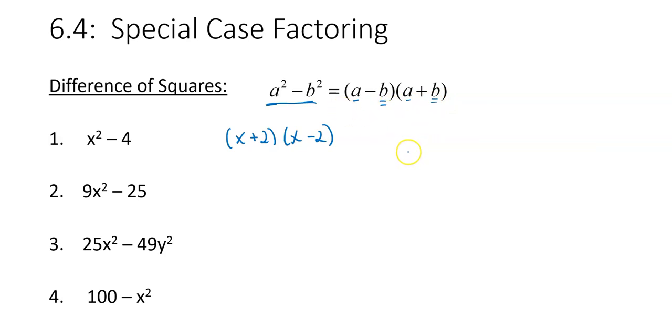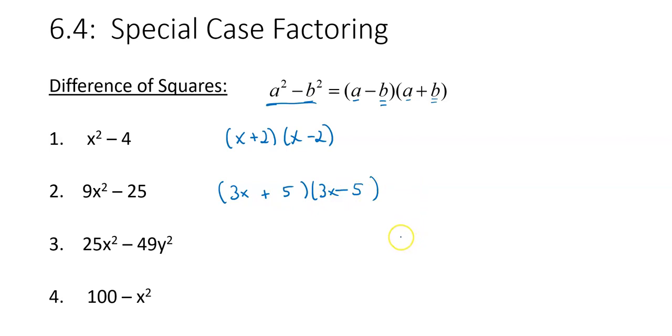All right, look at number 2. Two perfect squares, a minus sign between them. So the square root of 9x squared is 3x. Square root of 25 is 5. One gets a plus, one gets a minus. FOIL it back and see if it works. I get a 9x squared minus 15x plus 15x zeros out. 5 times negative 5, negative 25.